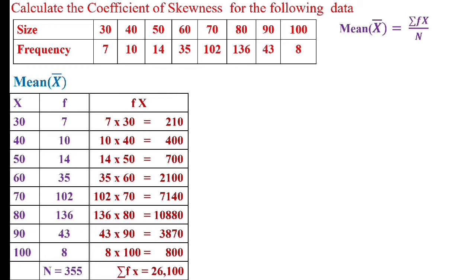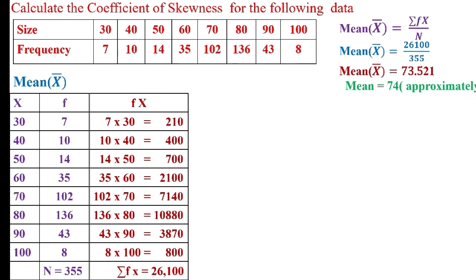Total of the f and x column: 210 plus 400 plus 700 plus 2100 plus 7140 plus 10,880 plus 3870 plus 800. The total value is 26,100. Then we substitute 26,100 divided by the sum of frequency values, 355. So dividing it, we get 73.521, which will be approximately 74 on the basis of 0 decimal points.